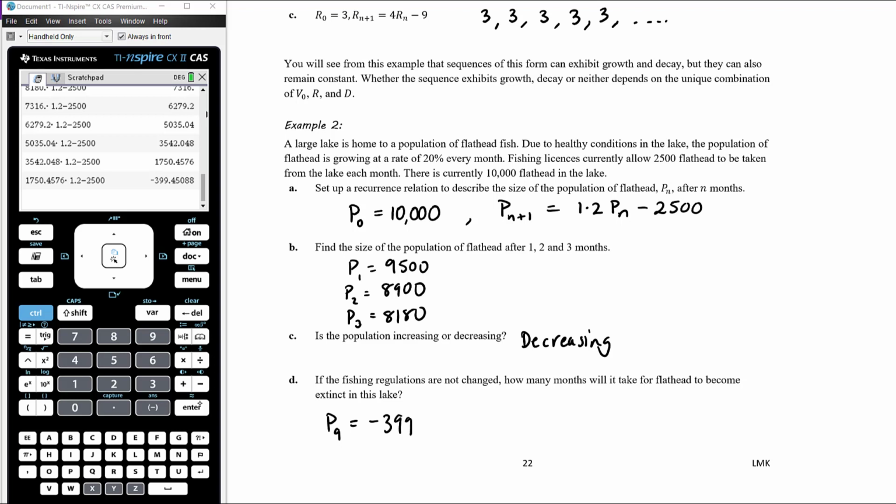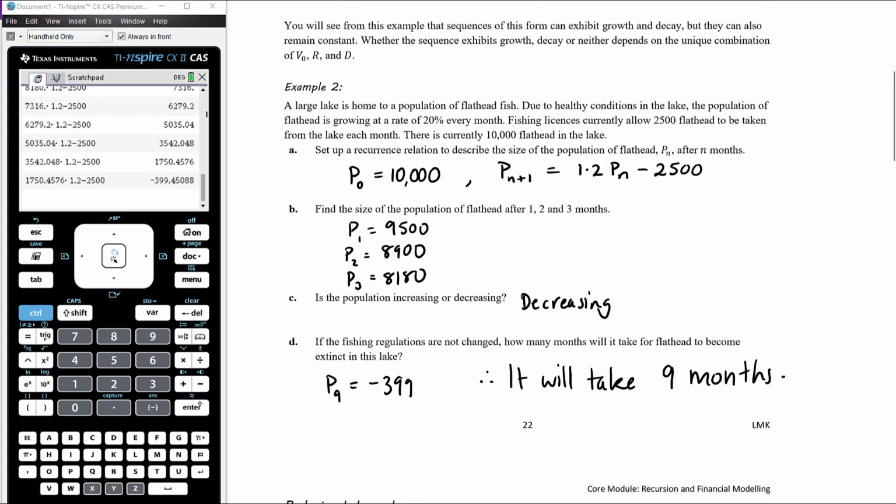So therefore, it will take 9 months. Now technically it would take somewhere between 8 and 9 months, but with the recurrence relation we can't be more precise than that. The answer is not 8. It's not extinct at that point. After 9 months there will definitely be no more flathead left.